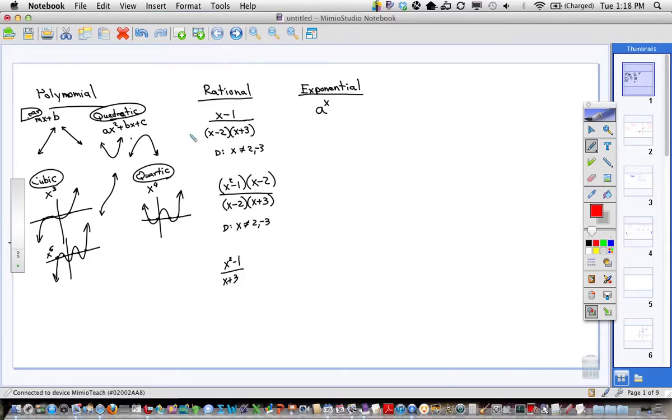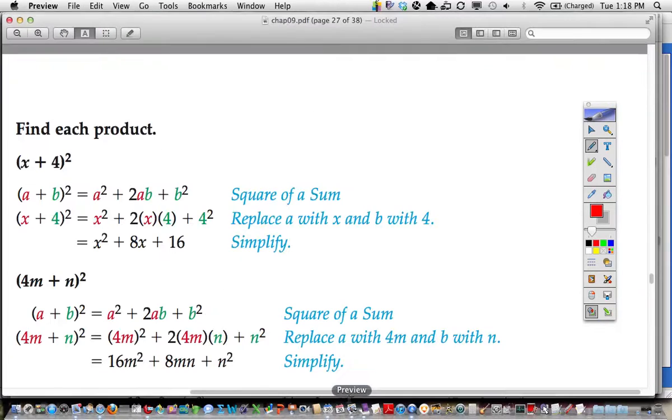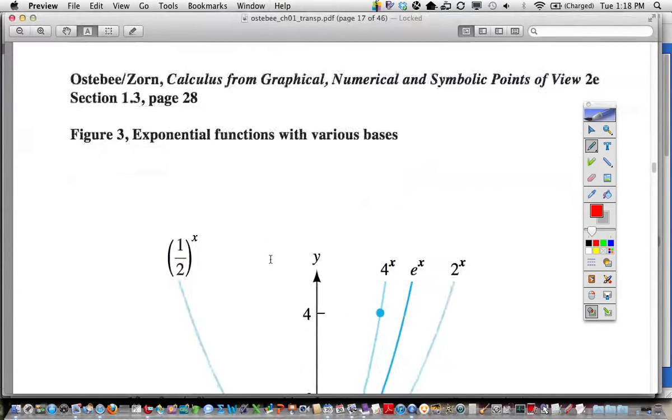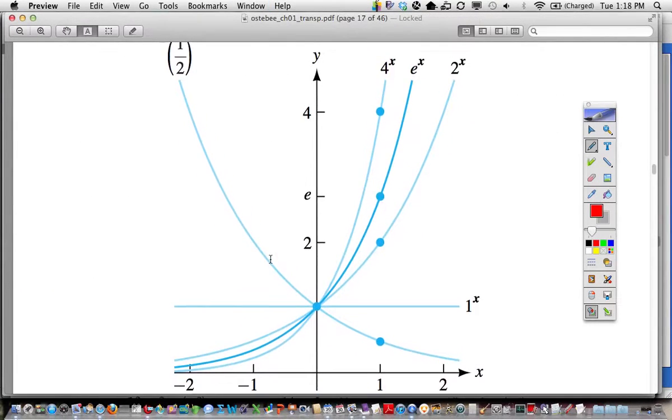Probably easiest here to show you some from your book. Your book does a pretty nice job here of showing you some pictures. Okay, those are exponential functions. Now, a normal exponential function comes in like this, crosses at 1, and goes up. 2 to the x, e to the x, 4 to the x. Those are all exponential functions. So if you want to sketch a few of those in your notes, that wouldn't be a bad idea.